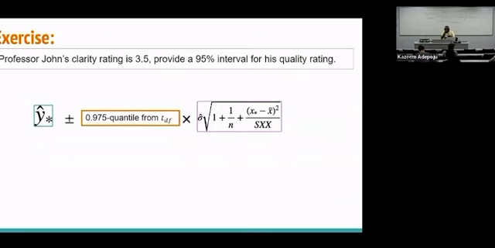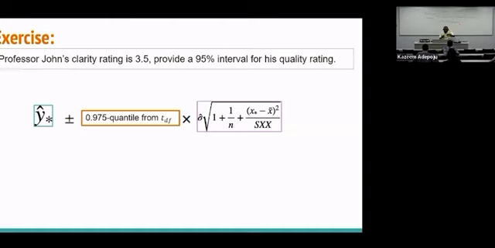Now we want to go back to the exercise. We're still talking about Professor John's clarity rating. The Professor John's clarity rating was 3.5, and we provide a 95% interval for its quality rating. Because we're referring to one professor, it's going to be an individual one. Please make sure you pay attention to the formula you're going to use. We're referring to Professor John. That's an individual, not professors.